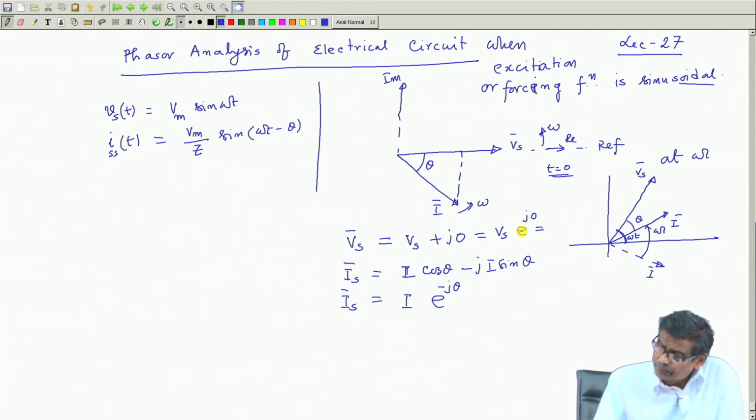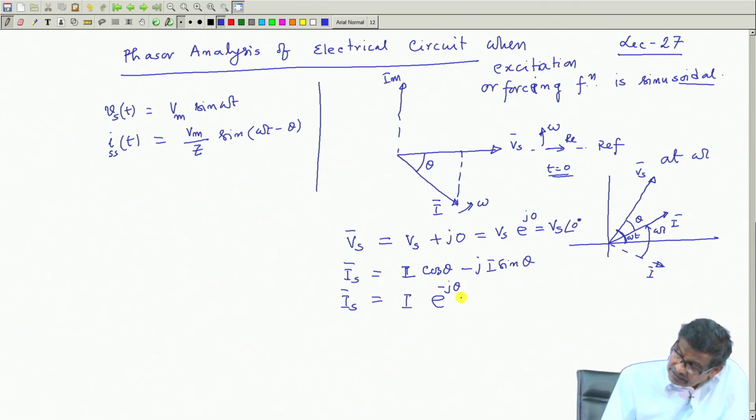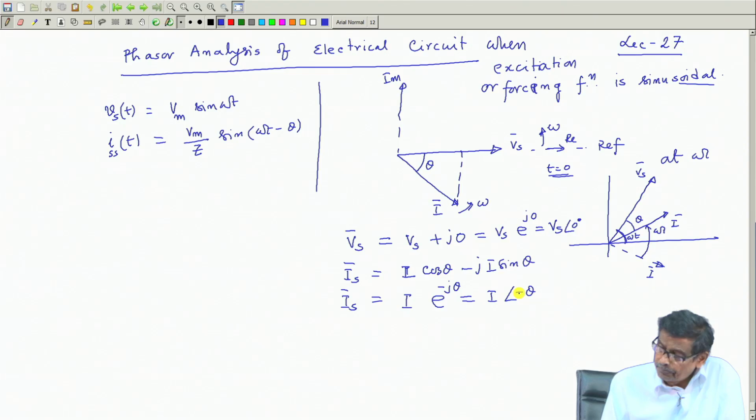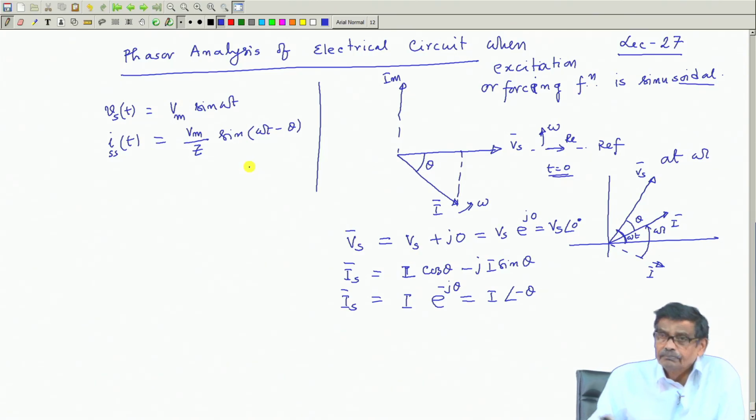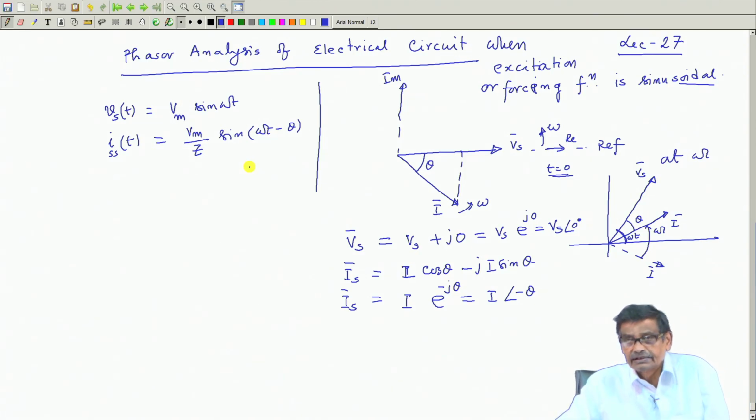Instead of always writing e to the power j 0, people write it like this, angle 0. It means that it is Vs times e to the power j 0. Similarly, this one people will write as I angle minus theta, like that. Got the point? Therefore, your supply voltage, see everything is real here.